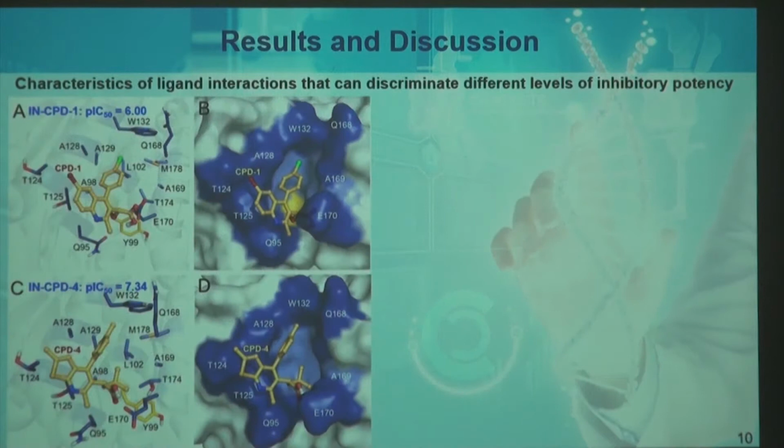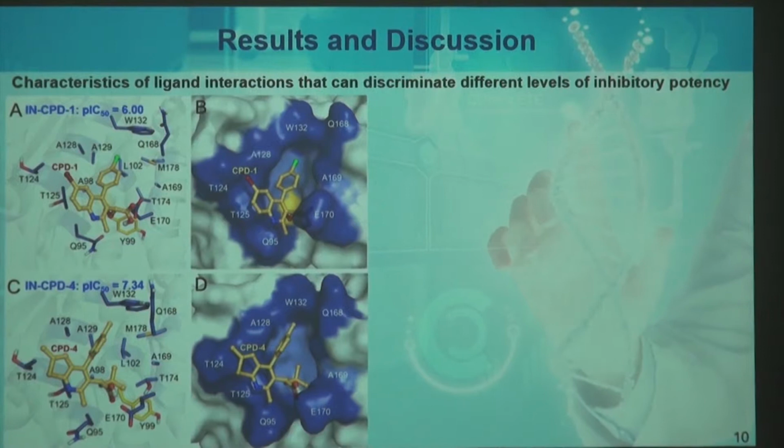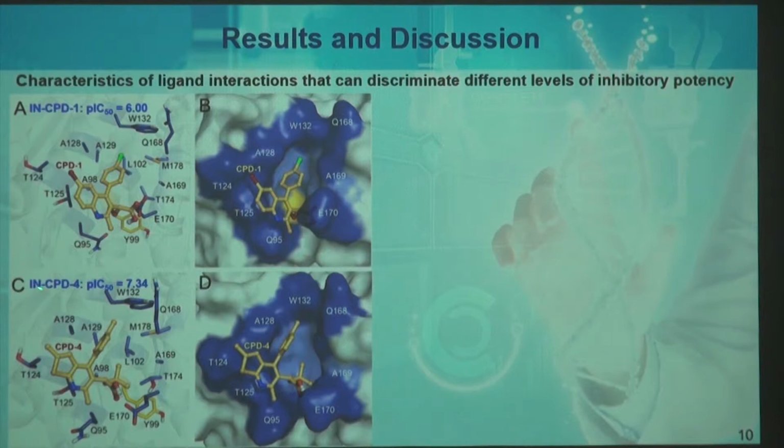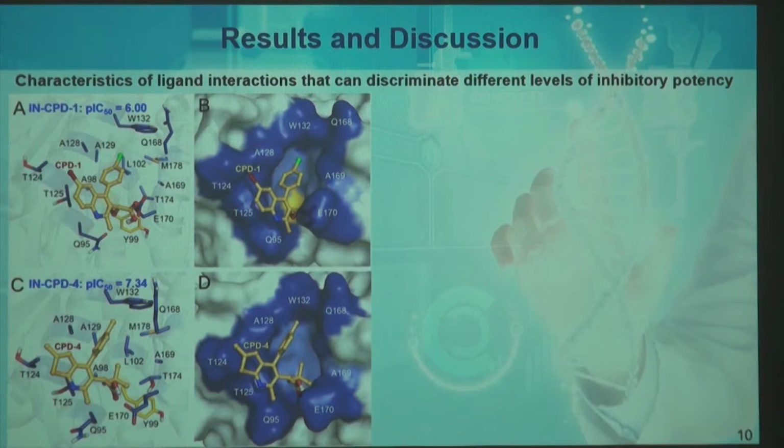We also considered the ligand interaction with the ligand binding site on the integrase structure, and we found that for the highly potent ligands, compound 1 and compound 4, they are at the center of the key residues and build a large buried surface area.